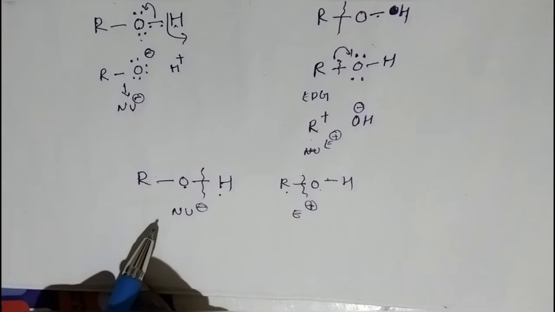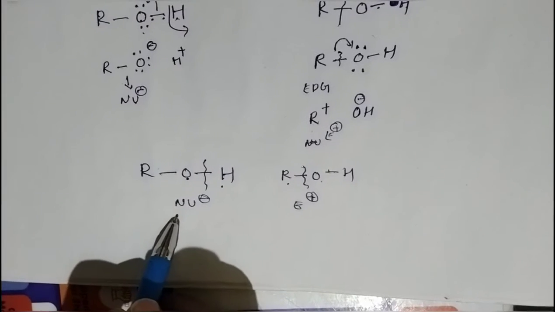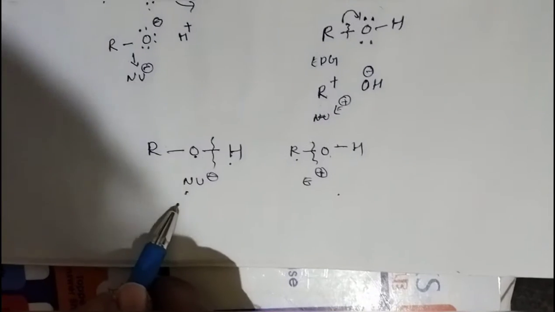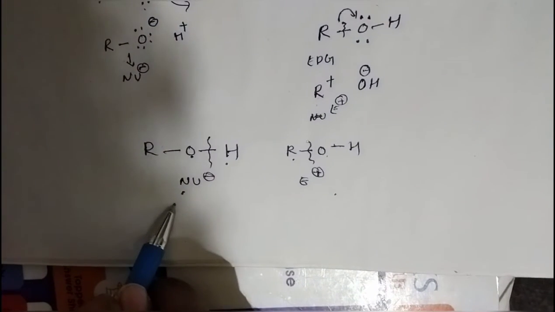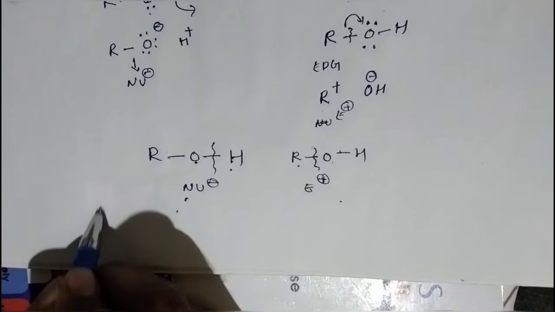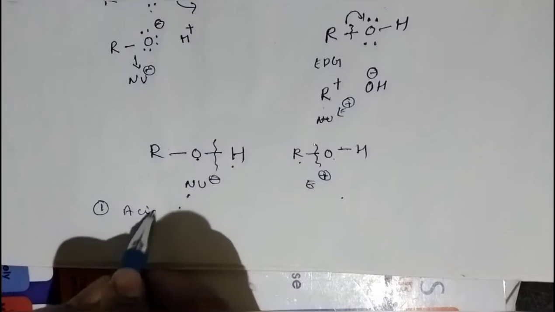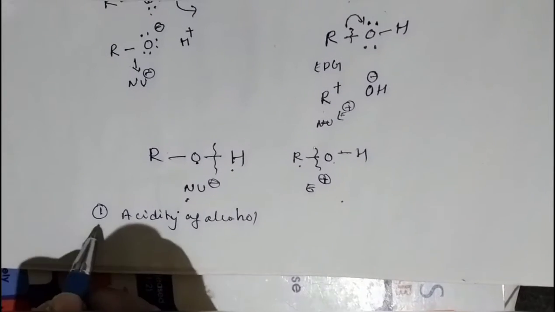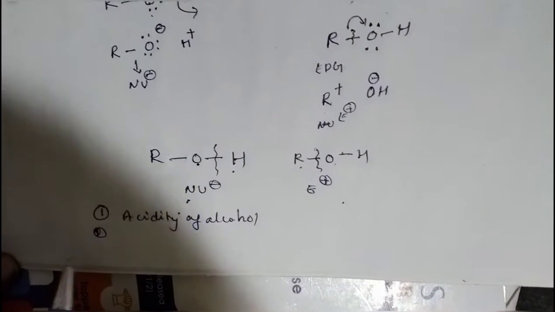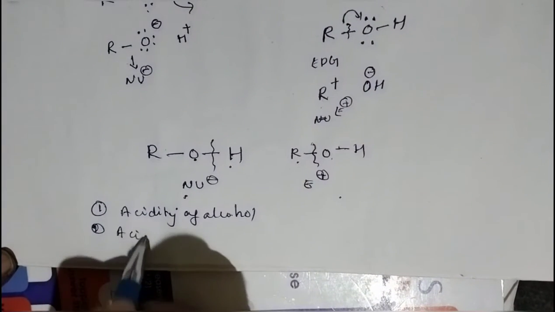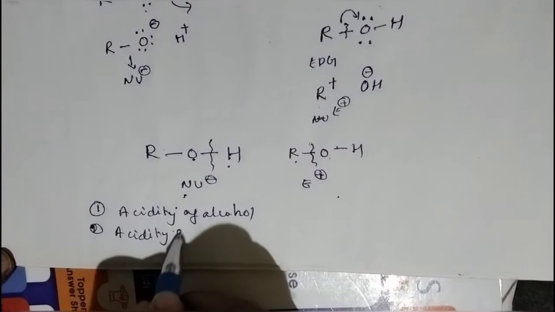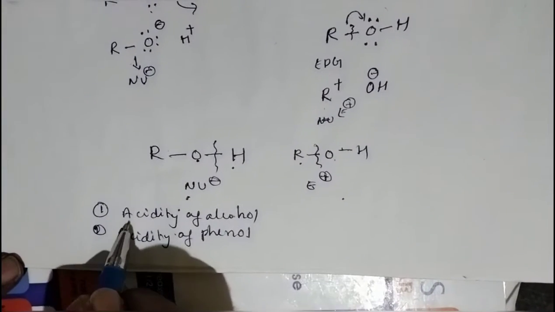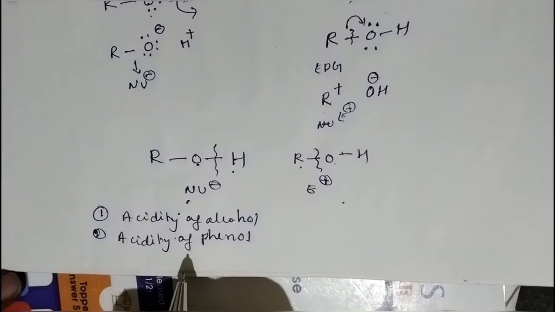Now we'll see some important properties of the nucleophile and some important properties of the electrophile. Under nucleophile, we have to study acidity of alcohol. Our first property is acidity of alcohol. Second property, acidity of phenol. Acidity of alcohol and acidity of phenols.